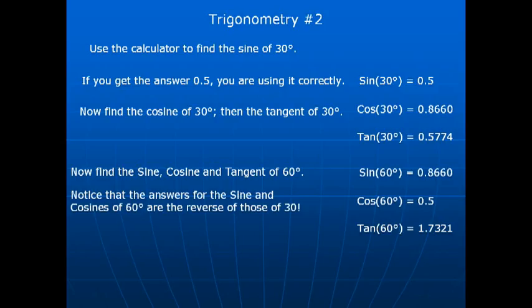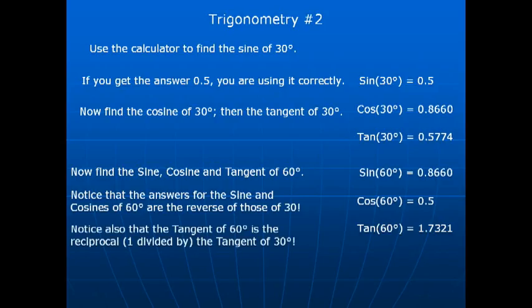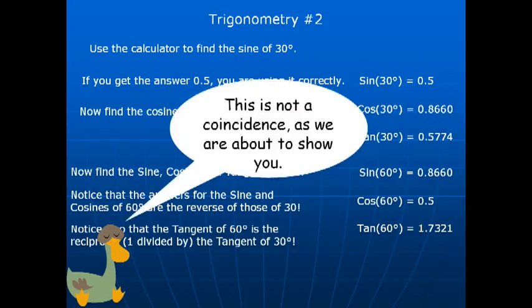Notice that the answers for the sine and cosines of 60 degrees are the reverse of those of 30 degrees. Notice also that the tangent of 60 degrees is the reciprocal, 1 divided by, the tangent of 30 degrees. This is not a coincidence, as we are about to show you.